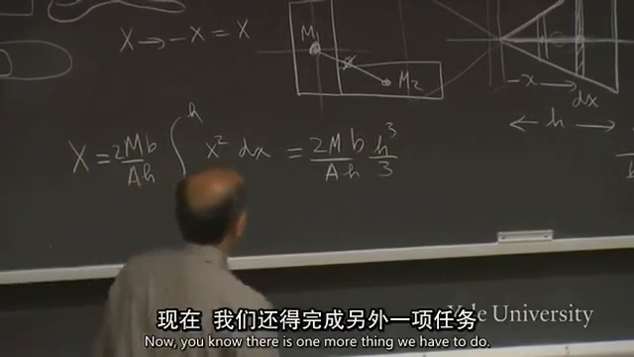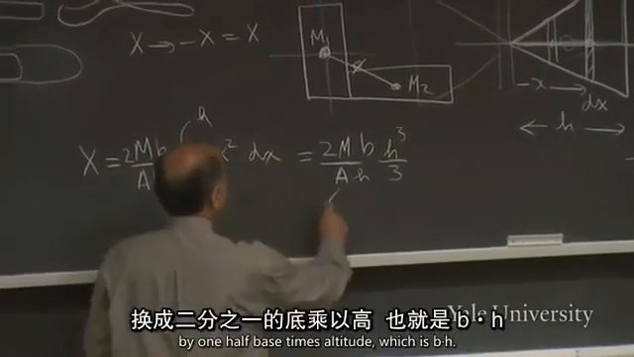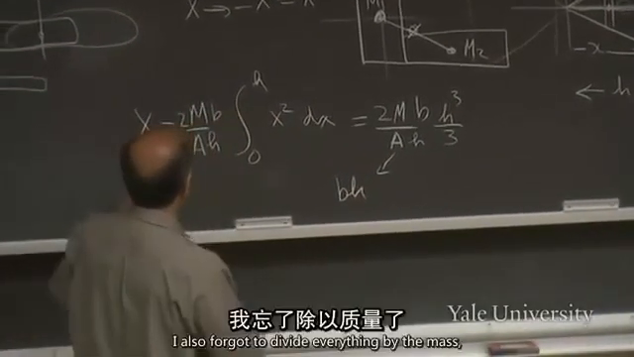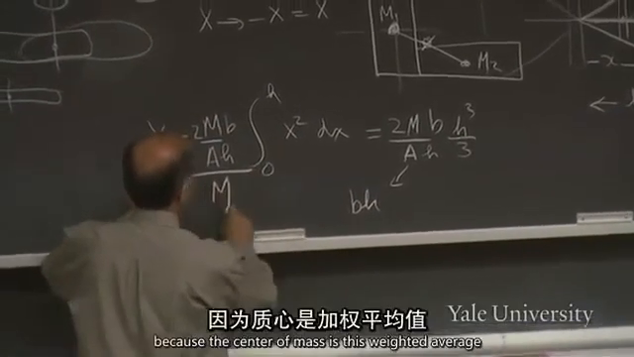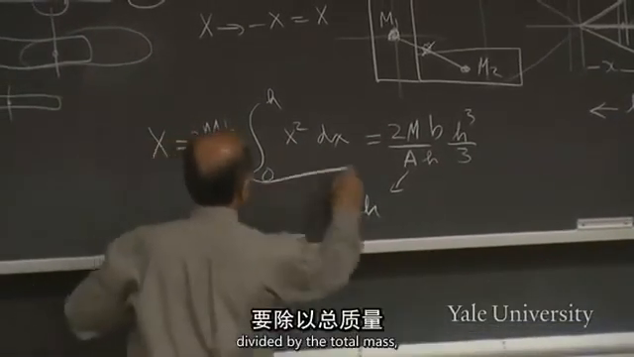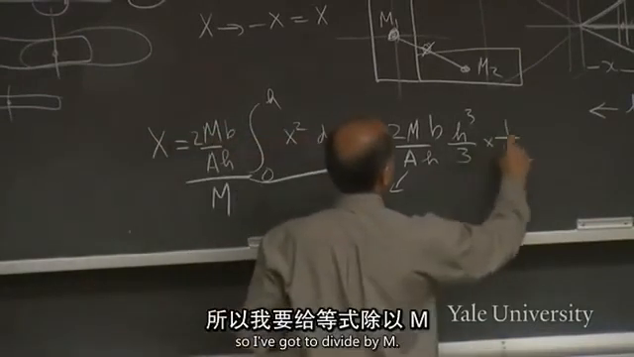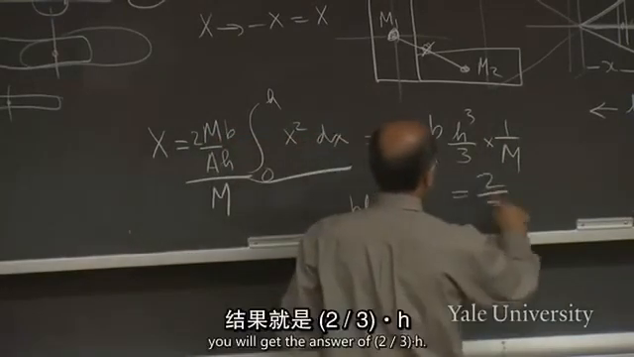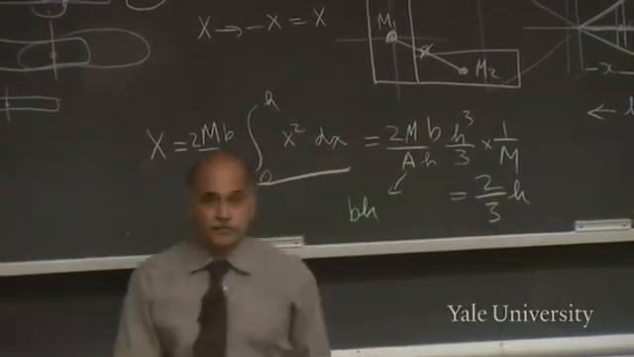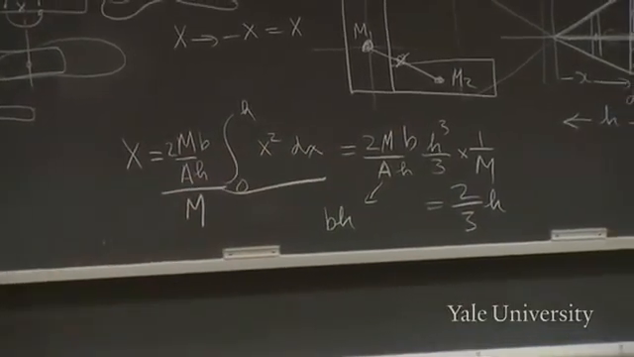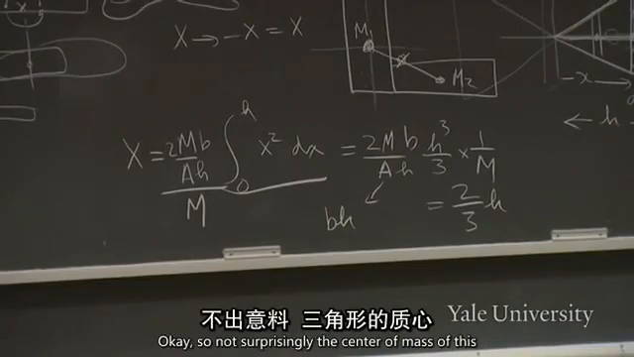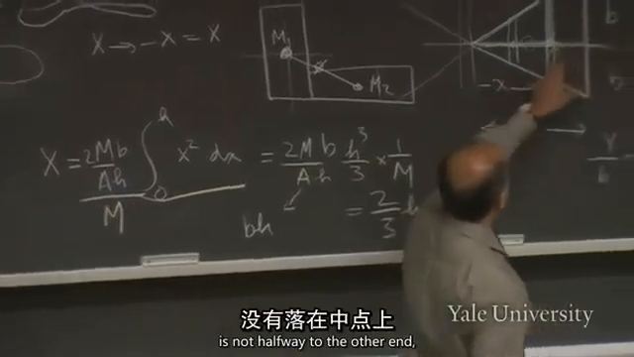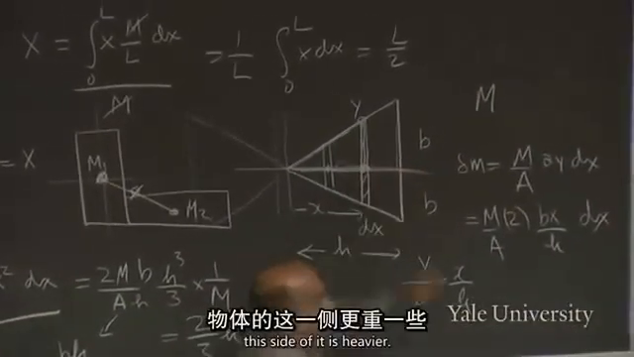Now, you know there's one more thing we have to do. We must replace the area of the triangle by 1/2 base times altitude, which is bh. Oh, I also forgot to divide everything by the mass, because the center of mass is this weighted average divided by the total mass. So I've got to divide by 1 over M. Well, I claim if you do this and cancel everything, you will get the answer of 2/3 h. Okay, so not surprisingly, the center of mass of this is not halfway to the other end, but 2/3 of the way, because it's top heavy. This side of it is heavier.